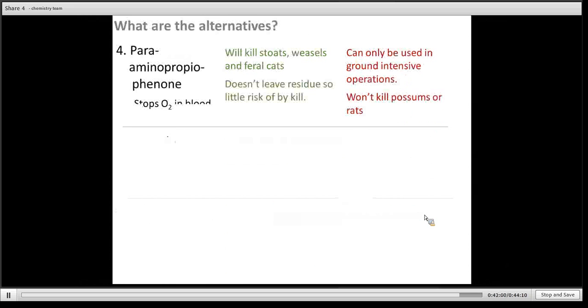Here's another one, and that does kill stoats and weasels and feral cats. Okay, there's little residue left. However, you can't do aerial drops with it. It's done mainly for the carnivores, and so it doesn't kill the possums and the rats because the poison doesn't work very well on them, and it's got to be ground intensive. You can't do aerial because it doesn't break down very readily. It does the same sort of thing as cyanide, where it stops the O2 being absorbed in the blood.